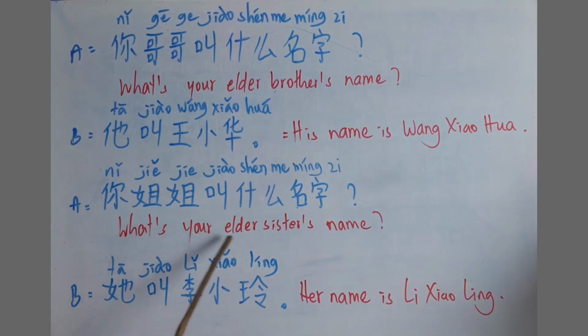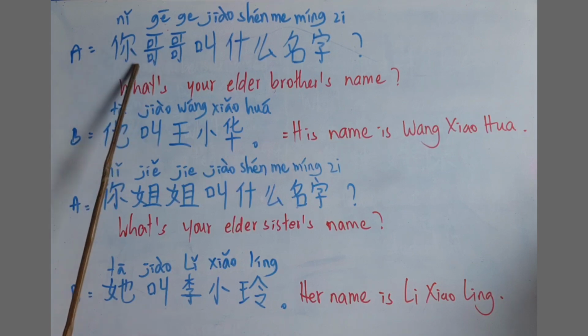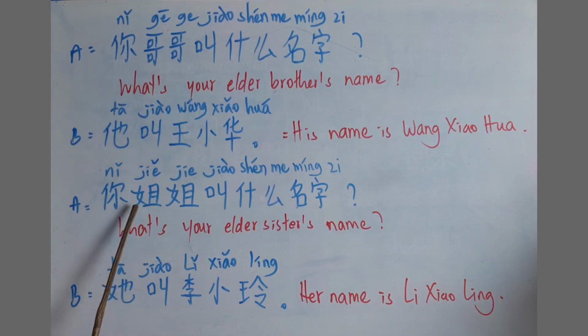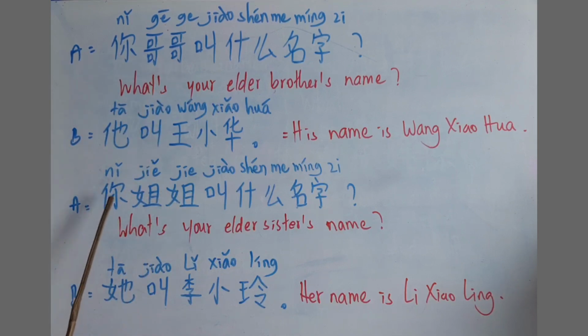When we want to ask what your elder sister's name is, we just change the former question. We used 你哥哥, your elder brother, and now for your elder sister we change brother to sister, 哥哥 to 姐姐. 你姐姐叫什么名字? What's your elder sister's name? 她叫李小玲. Her name is Li Xiaoling.